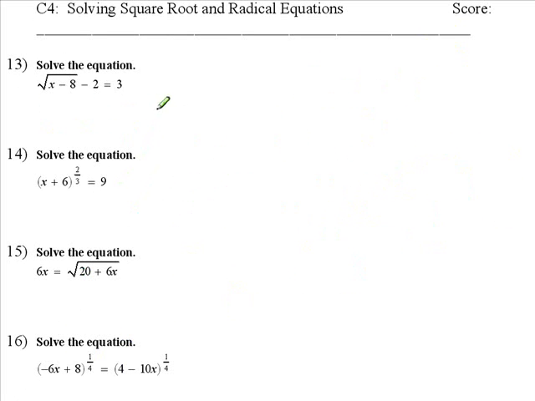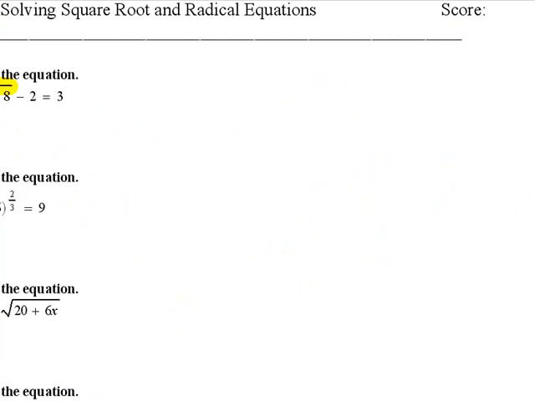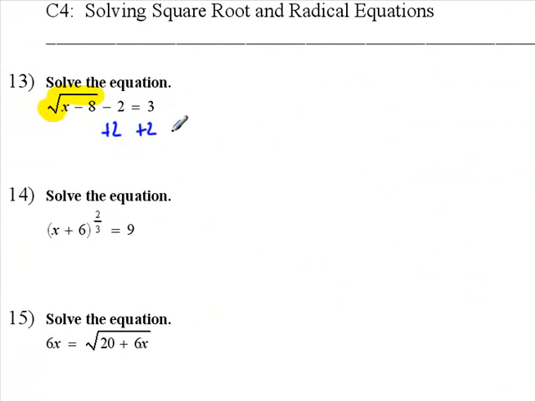Let's solve some radical equations. I want to get this root thing by itself. Once I get it by itself, I want to deal with the root. So to get it by itself, we're going to add 2 to both sides, which is going to give me the square root of x minus 8 is equal to 5.